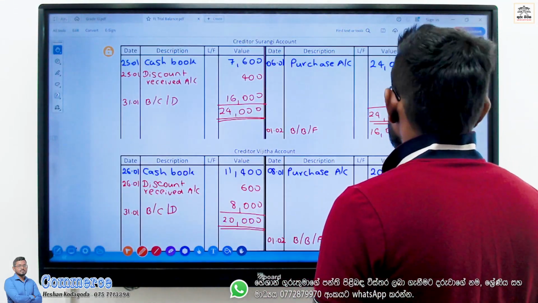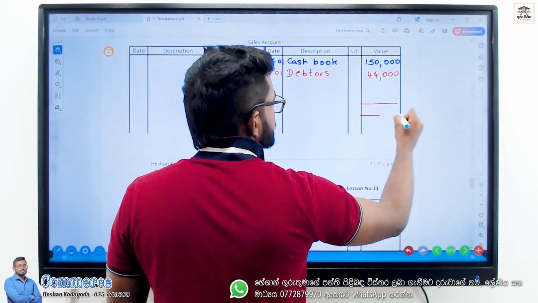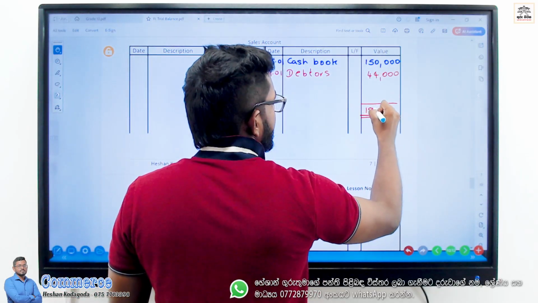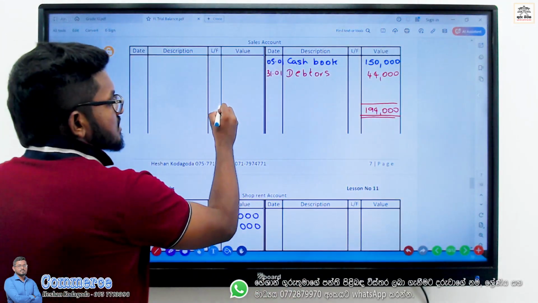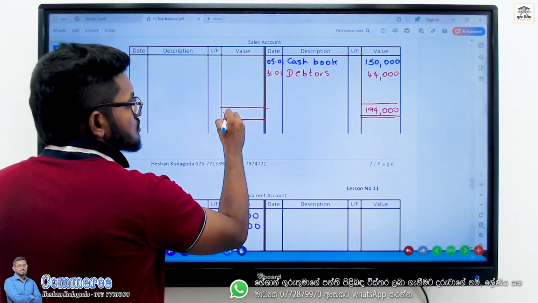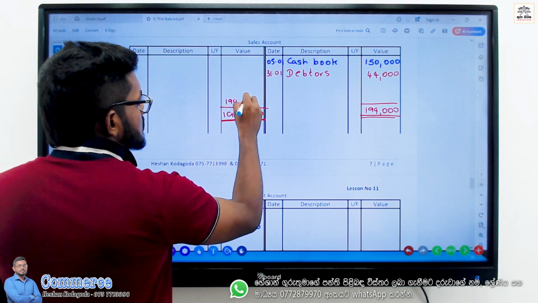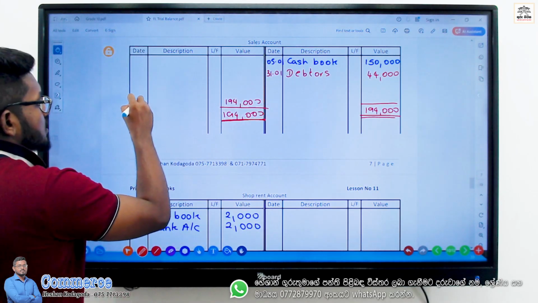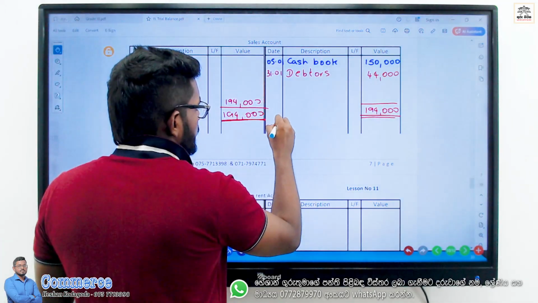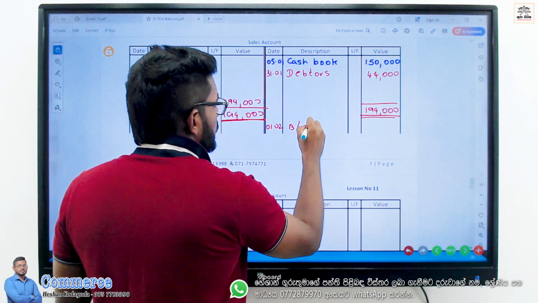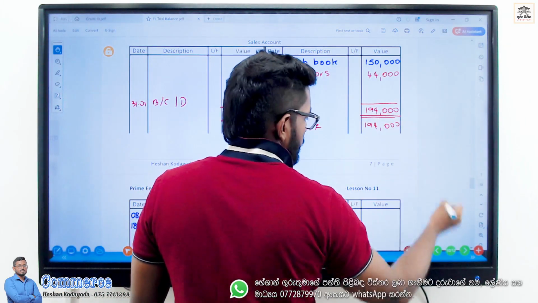Now the next one. You can see sales account how much? 194,000. Okay. Sales account 194,000. 31st of January, balance carried down. 1st of February, balance brought forward. It's 194,000. It's the sales account.